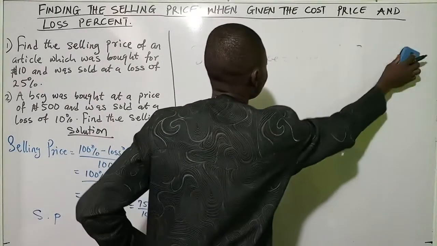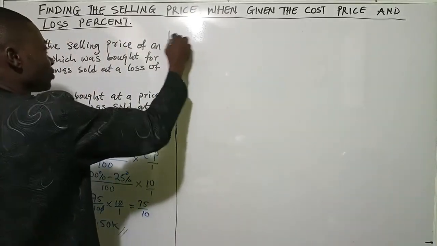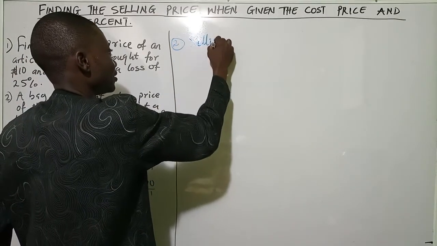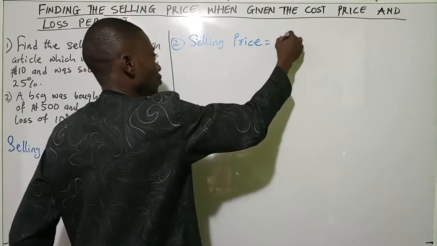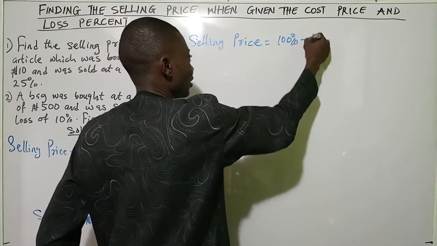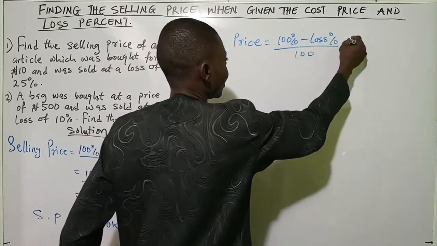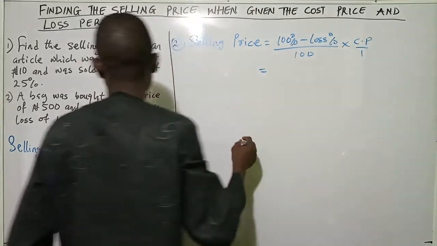So now we're going to solve the second one to also see how this can be done. Number 2, again we'll write out the formula. Selling price is equal to 100% minus loss percent over 100 times cost price over 1.